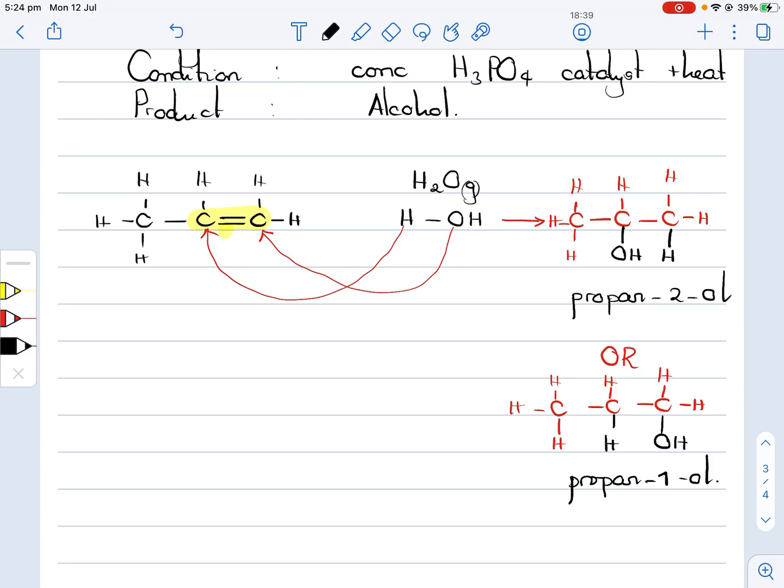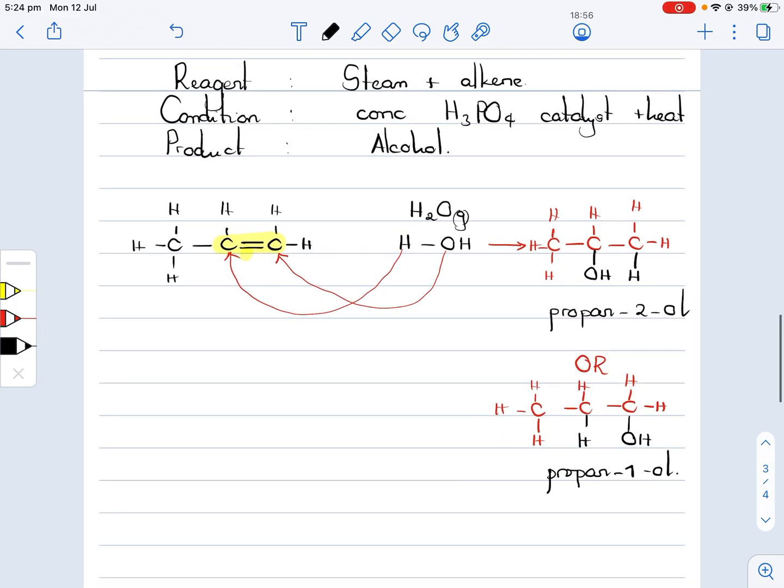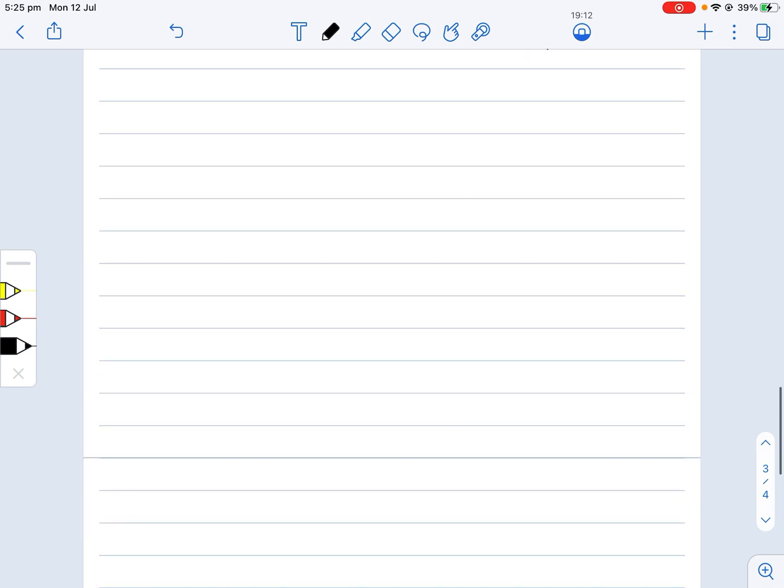I said the naming of what is involved here is something that we'll do under alcohols. So these are 2 possible products that can be formed when propene reacts with steam in the presence of concentrated phosphoric acid, which will be acting as a catalyst, plus heat. Our final product is going to be an alcohol. So any one of these 2 products can be your answer. At this level, they are not strict as to which one you can give as an option for your answer. Either one of them can be marked as correct.